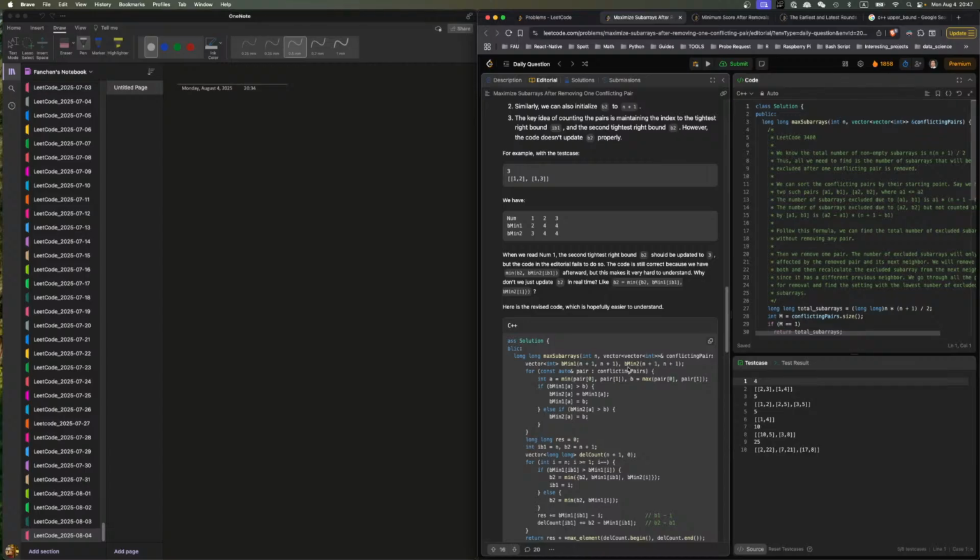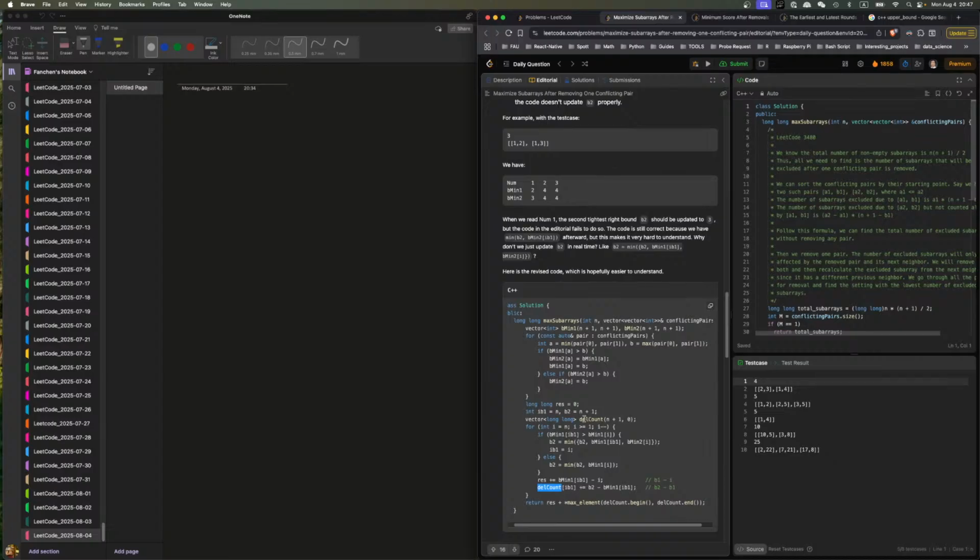Because what we identify is if we remove a pair, if the removed pair does not contain the smallest, then there's no change in the result. But if the removal is the smallest pair, then we need to add back the amount deleted by using the second smallest. So we get the smallest, second smallest, and the number of deletions, and then we go from right to left for every single one, starting from this, right?